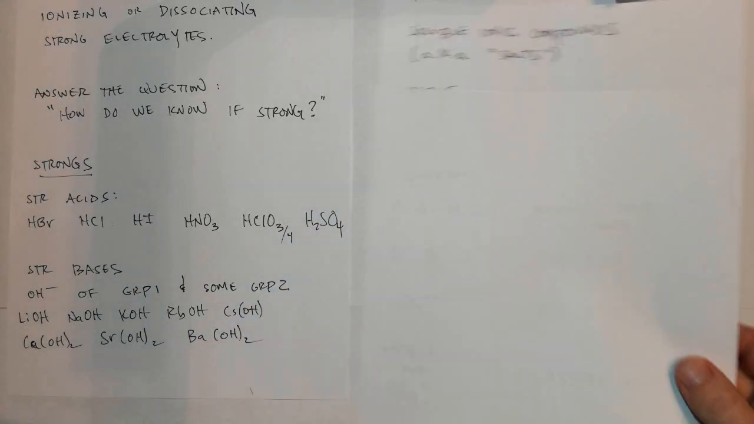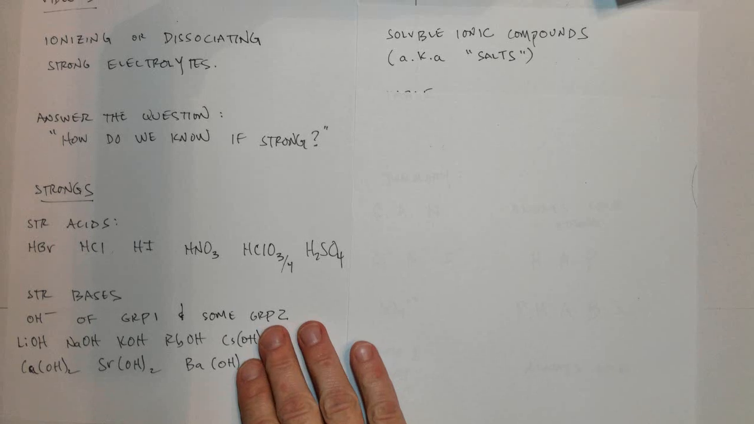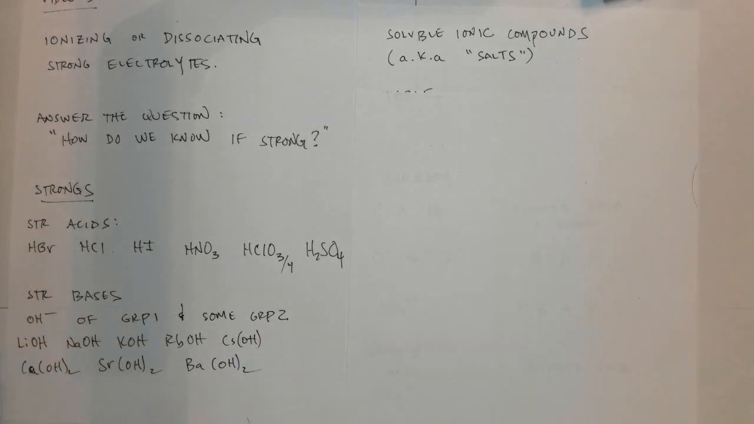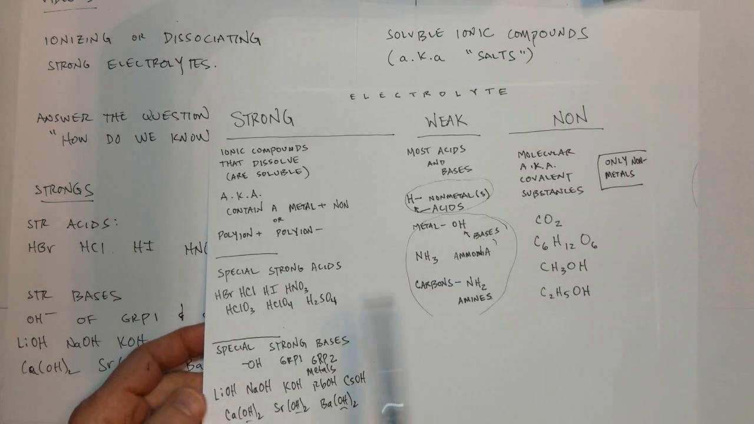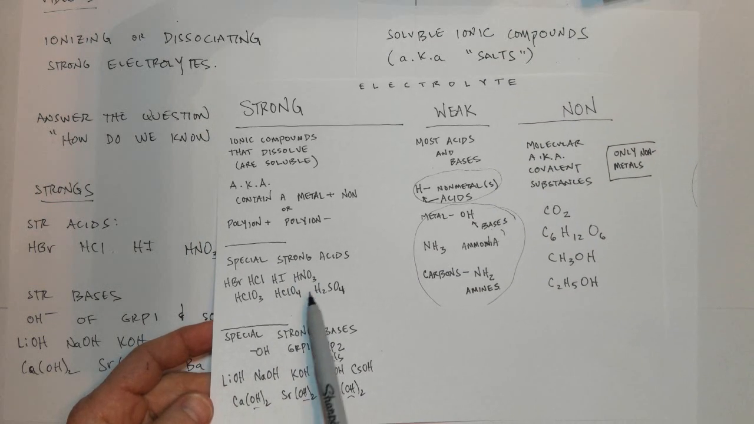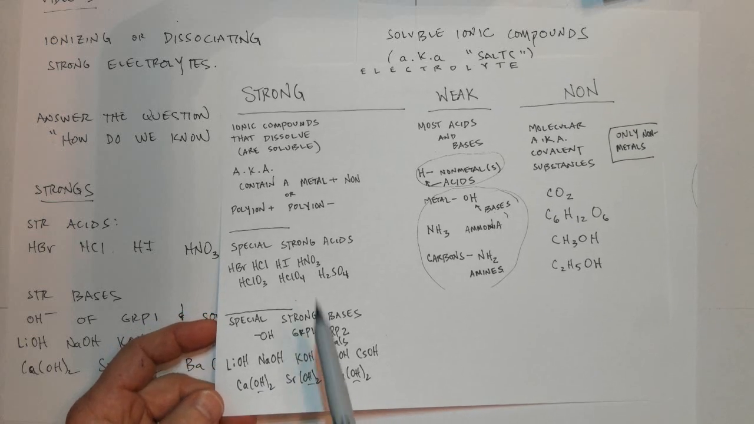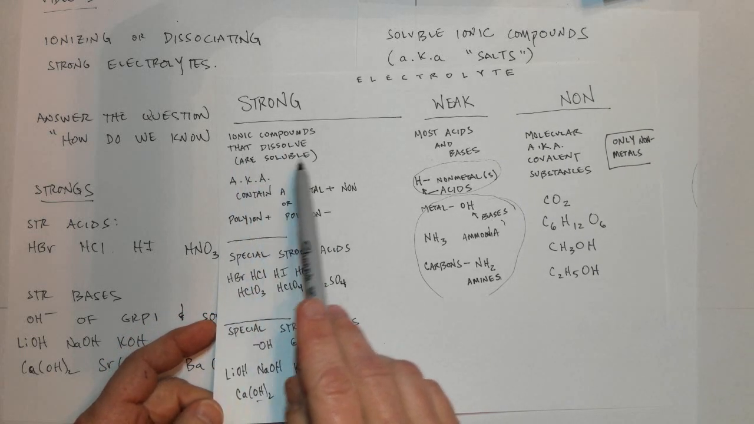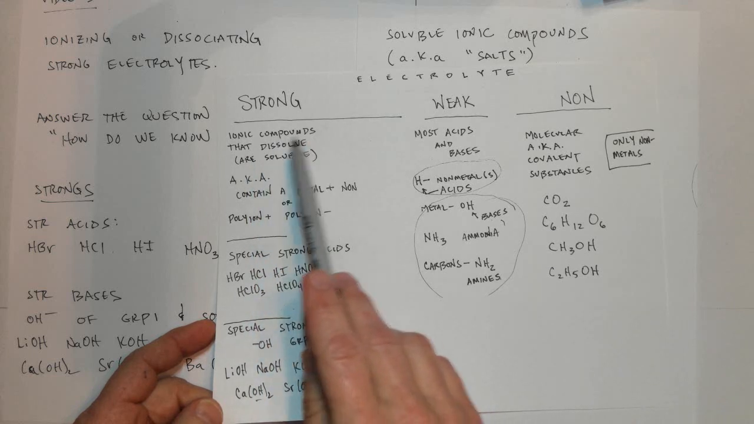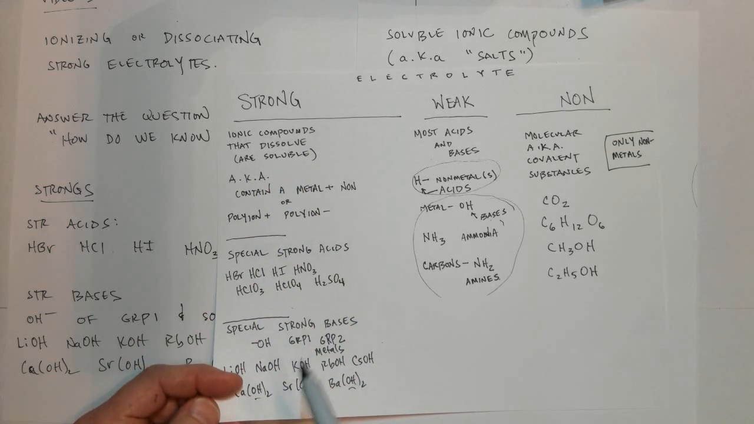Perhaps the most confusing for students is, how do we know this group called the soluble ionic compounds? The strong acids are no problem. Hyber, Hickel, High, Hono, Hickalo, H2SO4. The strong base is not a problem. They form a B on the periodic table. But how do I know which ionic compounds dissolve in water?